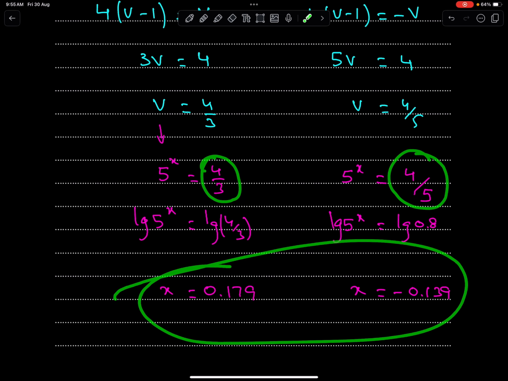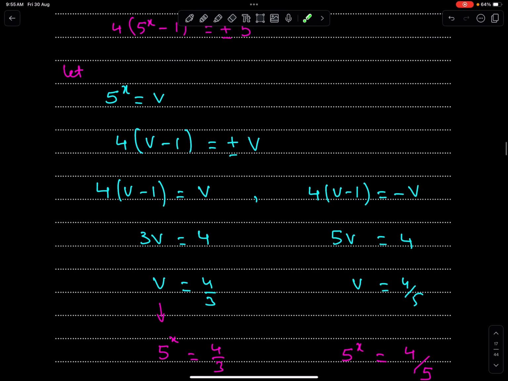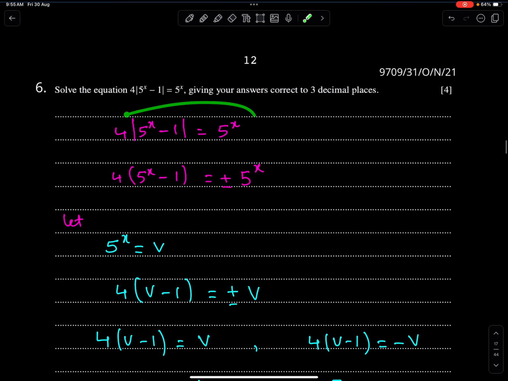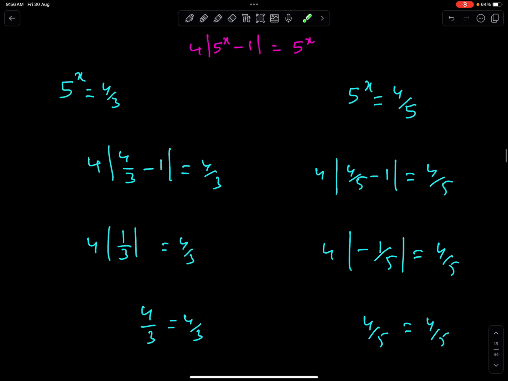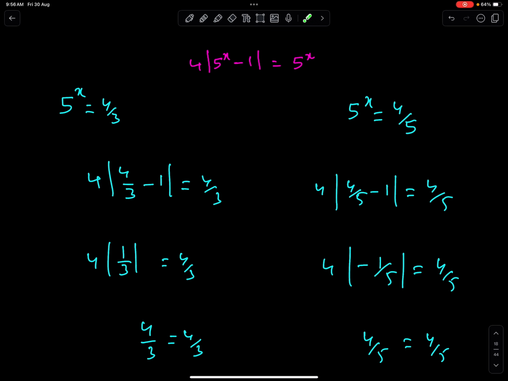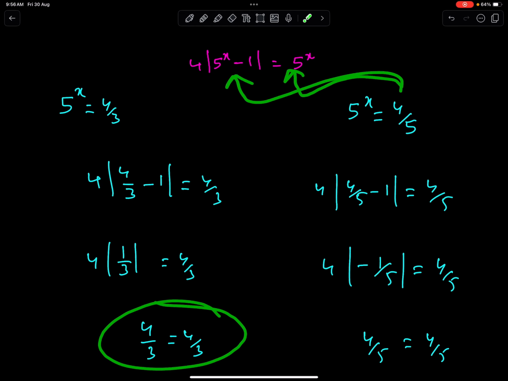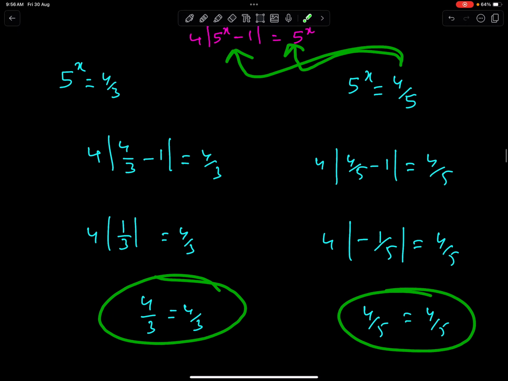So first substitute 4 upon 3 into this equation. When we substitute 4 upon 3 here and here, we'll get 4 upon 3 is equal to 4 upon 3. And when we substitute 4 upon 5 here and here, we'll get 4 upon 5 equal to 4 upon 5. So both answers are correct.